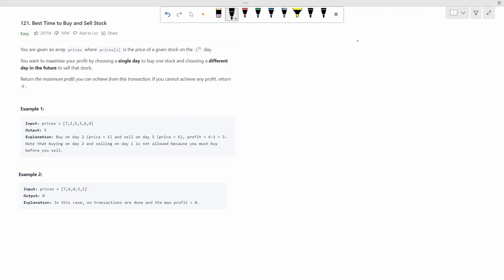Today we are going to solve the sixth question of Arsh Goyal DSA sheet, and the question is best time to buy and sell stock. Now let's look at the problem statement.